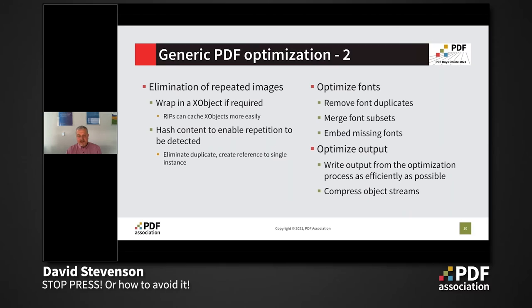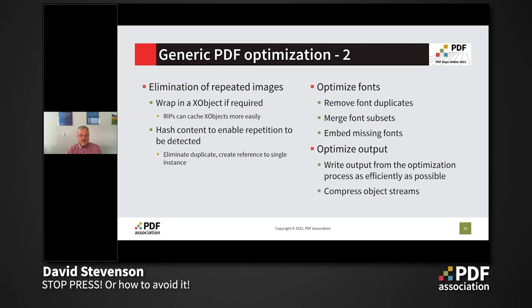Often present in jobs that have been combined together from multiple sources, rip throughput can be improved by removing duplicate images and duplicate fonts. We see a lot of jobs where the job itself has actually been just crashed together as quickly as possible from multiple PDFs, and so there are lots of duplicate fonts in there. There may be multiple font subsets of the same font, and there may be missing fonts as well, and you want to sort that out before it gets to the rip. That's an important thing that this optimization, this streamlining, needs to be able to do.